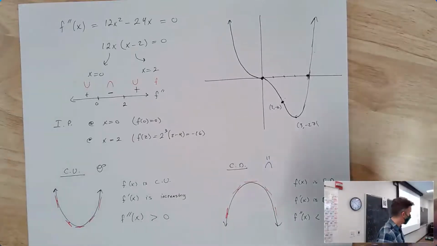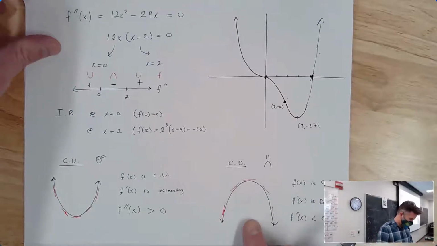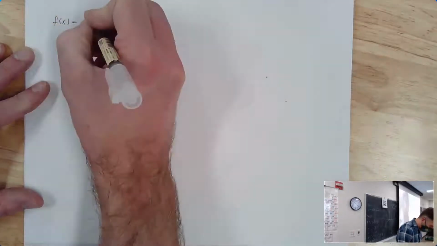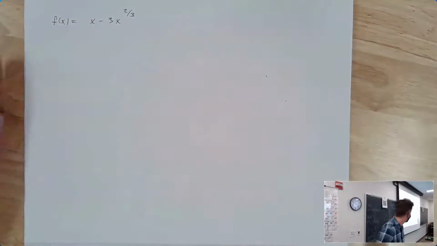All right, well, let's move along to another example. Okay, so we'll come back to that. Let's look at this example. So f of x equal to x minus 3 x to the 2/3 power.